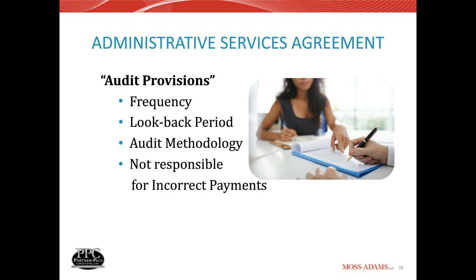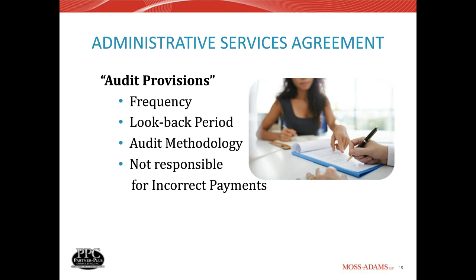Also, we have this point about the TPA not being responsible for incorrect payments. Now, this is where we see administrators slip in language, hoping it will not go noticed. What they're saying here is basically that if they make incorrect payments, they're not required to reimburse the employer for those amounts. We don't really see that often, but we have. It's pretty clever on the TPA's part. But employers really should be vigilant to keep this language out of the ASO, because part of the purpose of a claim audit is to identify payment errors. And if the administrator makes a mistake, the employer really should be credited back those funds.